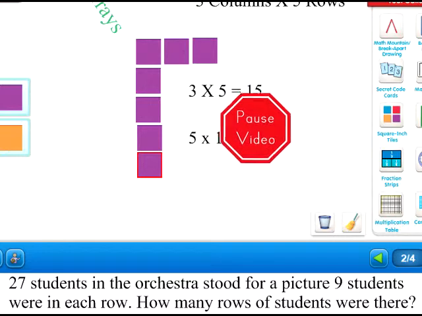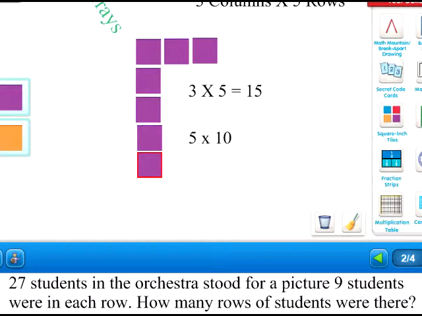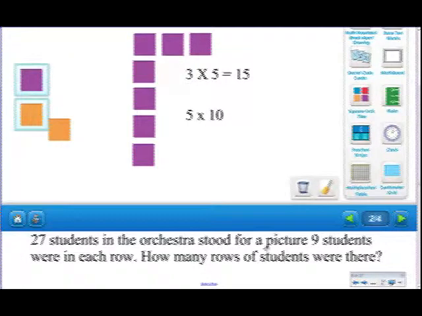If you have 27 students in the orchestra and they stood for a picture and 9 students were in each row, how many rows of students were there? I want you to set it up like a fast array, so you're going to find the total. You're going to have to use your multiplication table. There are some other ways that we'll talk about 9s in class. So set it up, 27 students, 9 were in a row. You're going to go 1 column, 2 columns, 3 columns, 4 columns, 5 columns, all the way to 9 columns, and you're going to see if you can figure that out. So problem number 1, 5 times 10, and then problem number 2, 27 students in the orchestra. Pause the video so you can see that and write it down.